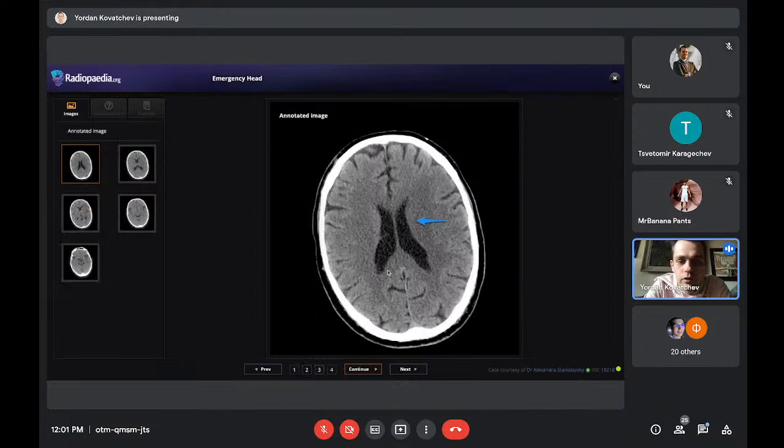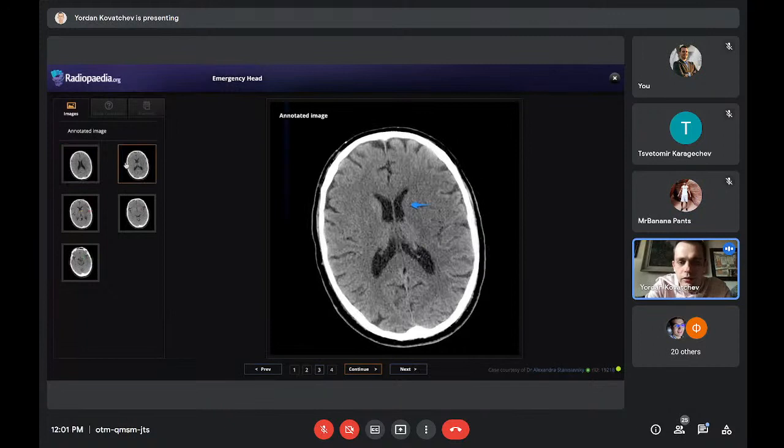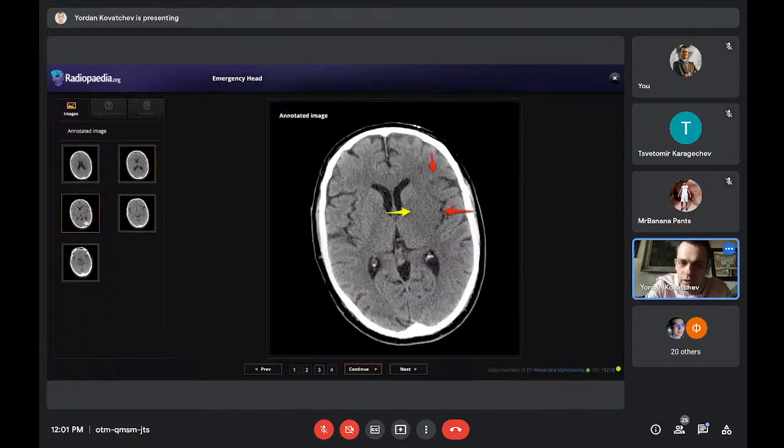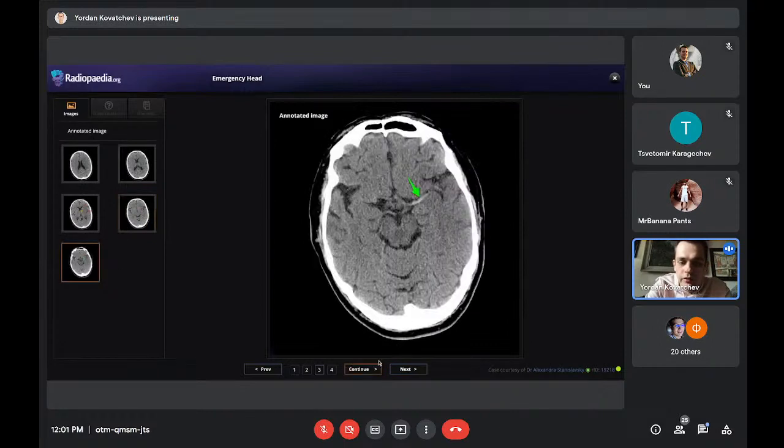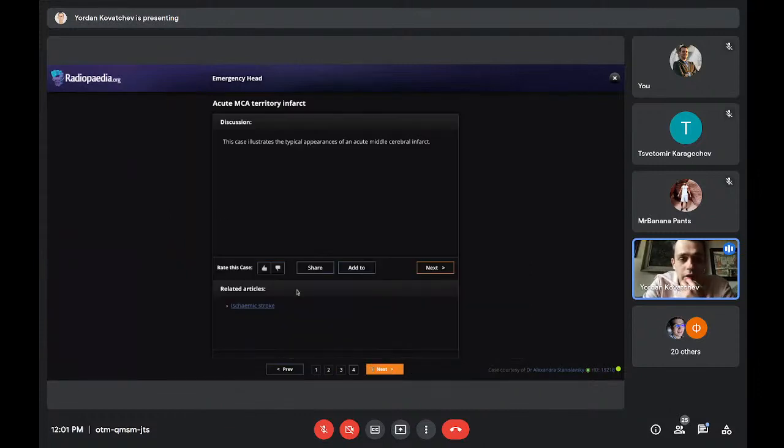So let's move on. These are annotations just to see. I didn't mention this, but on the left side, the basal ganglia, you can see how they have lost a bit of their gray-white matter differentiation. It is also a sign, but really this is the loss of the insular ribbon. It's really the most important here: loss of the insular ribbon and the hyperdense MCA. Okay, let's move on to the next case.